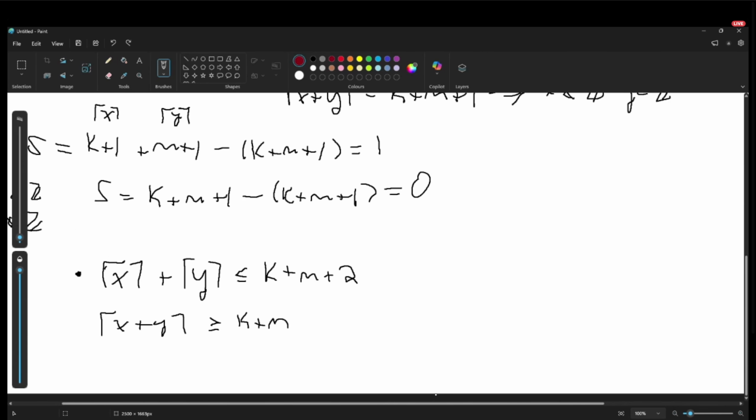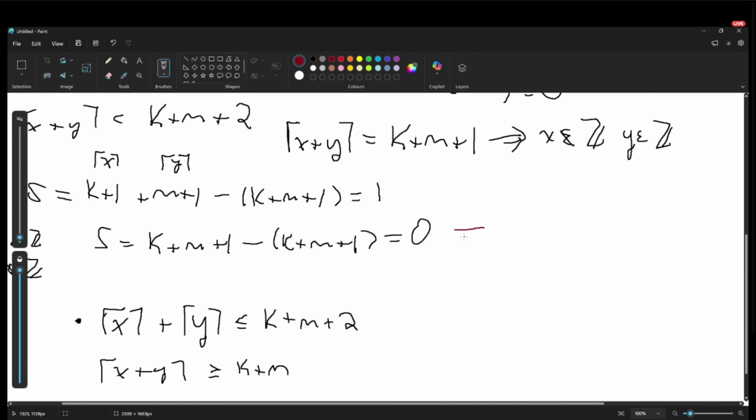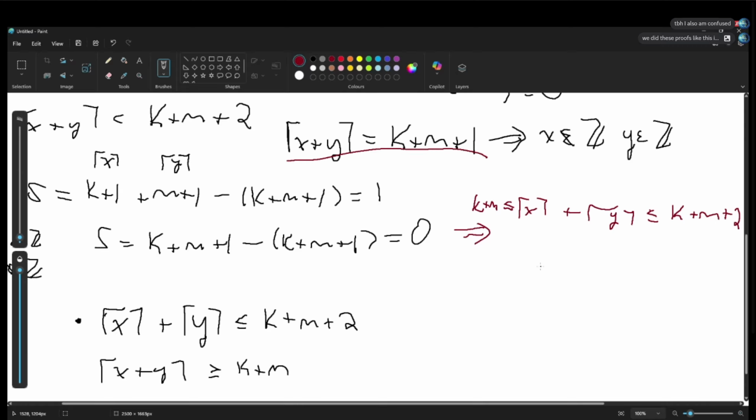Instead of actually doing two proofs, you could combine these and say that, okay, so x plus rounded y is less than or equal to k plus m plus 2, and greater than or equal to k plus m. And then you could just subtract both sides by this quantity, and you get that it's in between 0 and 1.